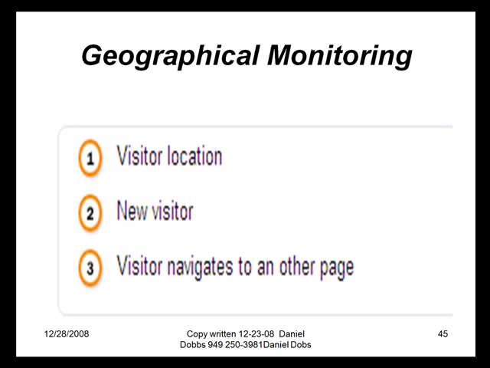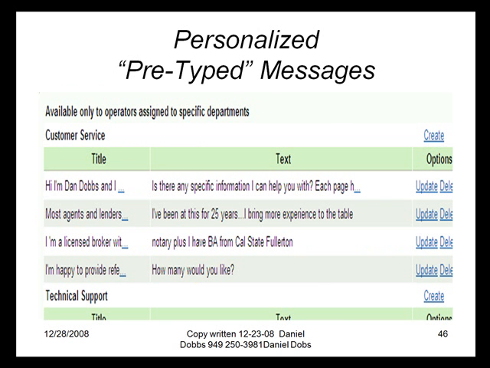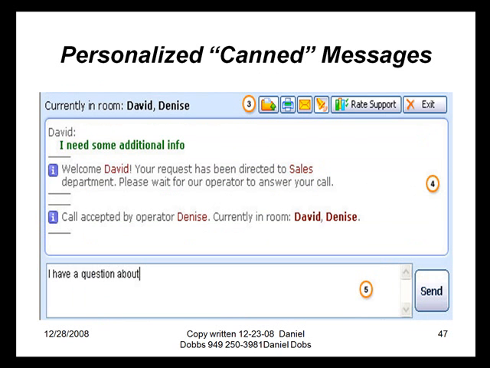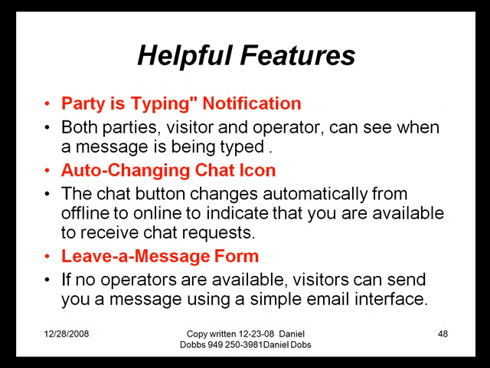Here's how you'll determine which visitor you message first. You can personalize some pre-typed message. Here's a menu of pre-typed messages that you can prepare in advance so you don't slow down your real-time communication. And here's an example. In addition, here are some helpful features that are also part of the package.